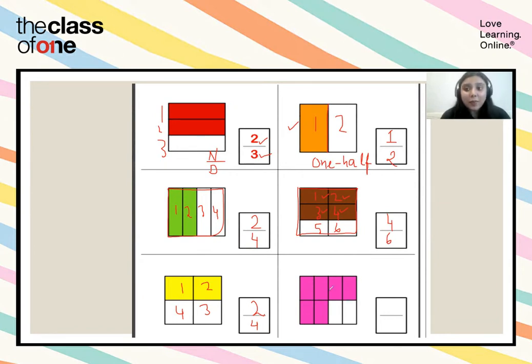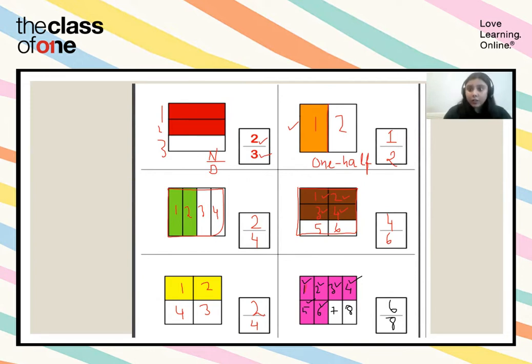How many total equal parts is this figure divided into? Let's count together. 1, 2, 3, 4, 5, 6, 7, 8. So the bottom number becomes 8. And how many parts are shaded in pink? 1, 2, 3, 4, 5, 6. So the top number becomes 6. So what is the fraction here? 6 out of 8 parts are shaded. So the fraction becomes 6/8.